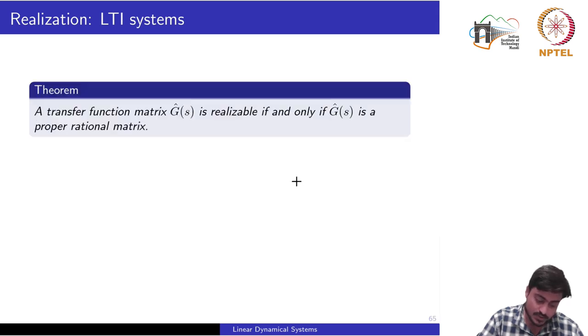So this is the most important result: a transfer function matrix G hat is realizable if and only if G hat of s is a proper rational matrix. In fact, we also mentioned this point in the beginning of this week 1 when we were discussing causality and all.